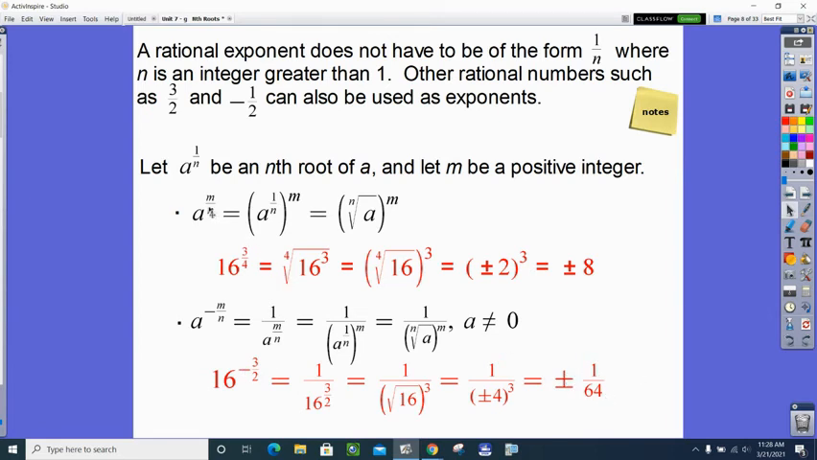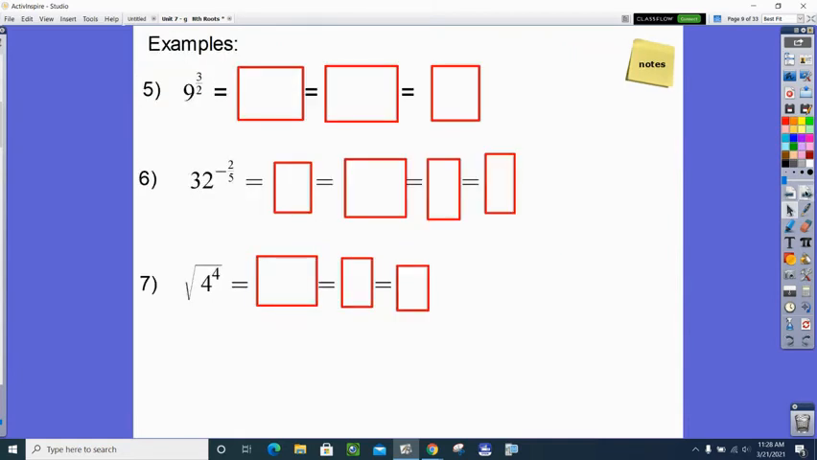So the bottom number, the denominator in the rational exponent becomes your index, and the top number becomes the exponent. But always take the root before you raise it to that power, or you end up with a big number you don't know what to do with. So let's do a few together. Let's see if you can actually write number 5. Try it yourself right now.